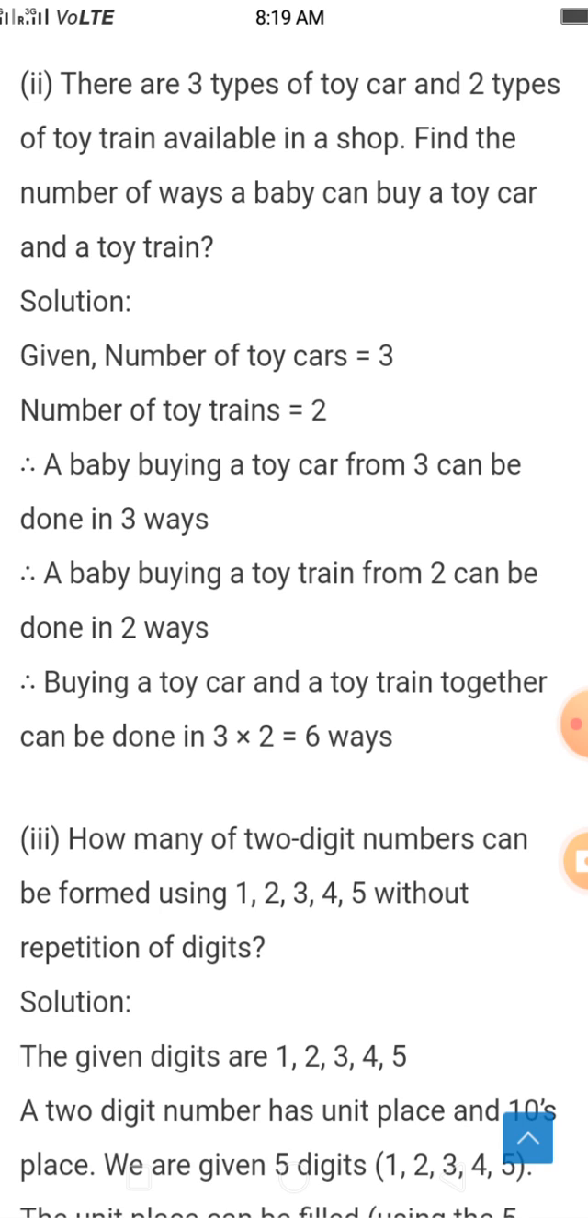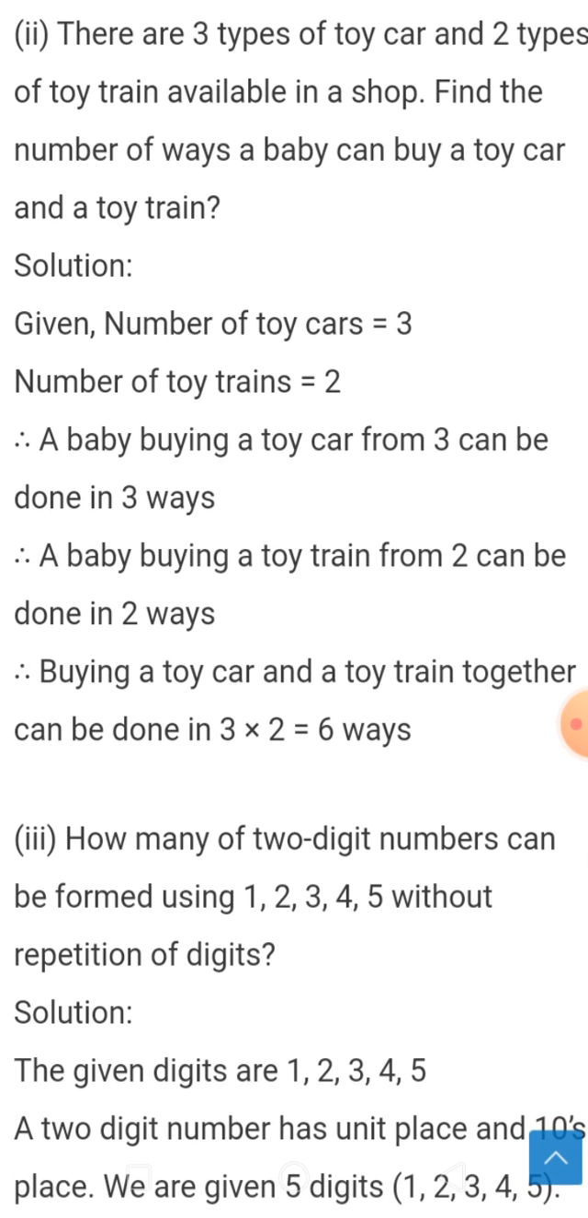Suppose there are 2 cars. I want to buy a car. How many ways? Either I choose this one or this one. So there are 2 ways. Suppose 3, either I choose the first one, or second one, or third one. So there are 3 possible ways. That's it, simple one. And then buying a toy car and a toy train together. AND means you would like to buy both car and train. So 3 ways and 2 ways, you already know that. 3 into 2 is 6 ways.